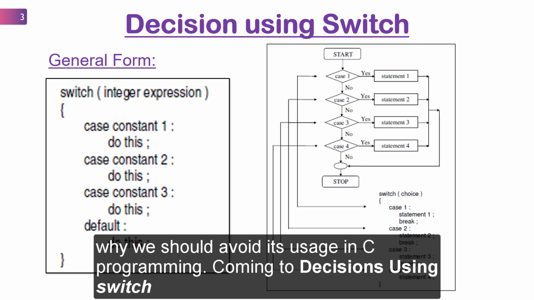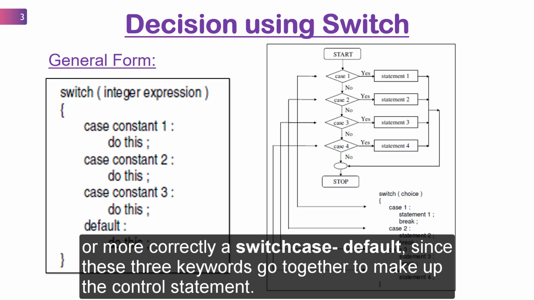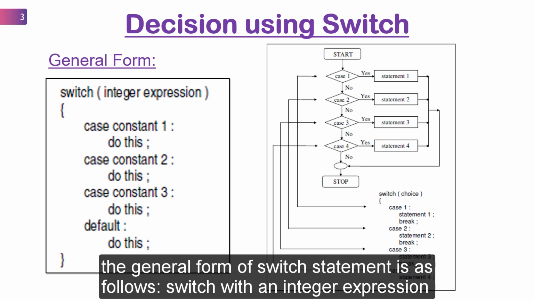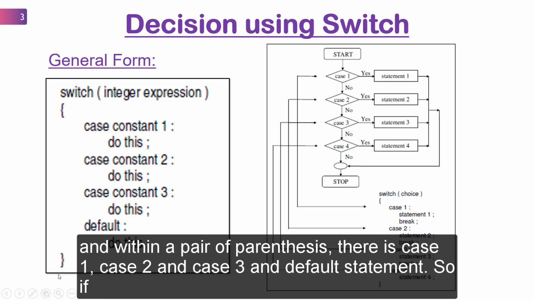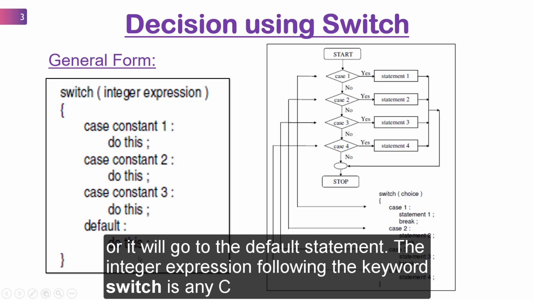Coming to decision using switch, the control statement that allows us to make a decision from the number of choices is called a switch, or more correctly, a switch case default, since these three keywords go together to make up a control statement. A general form of switch statement is as follows. Switch with an integer expression within a pair of parentheses, there's case 1, case 2, case 3 and default statement. So if this particular integer expression leads to any one of these constants, it will execute the following statements or it will go to the default statement.